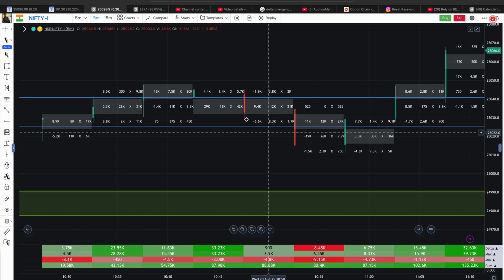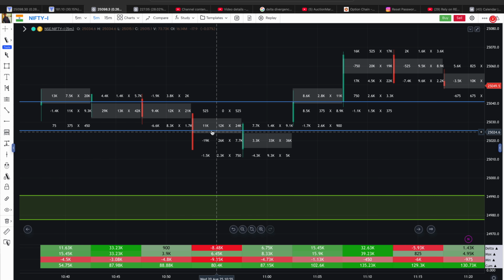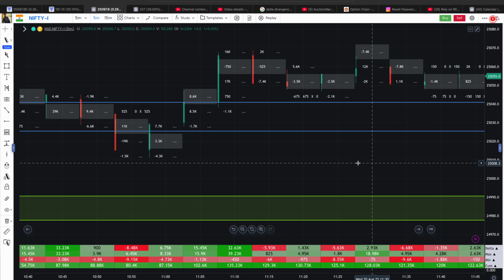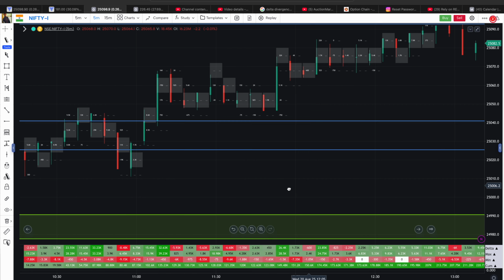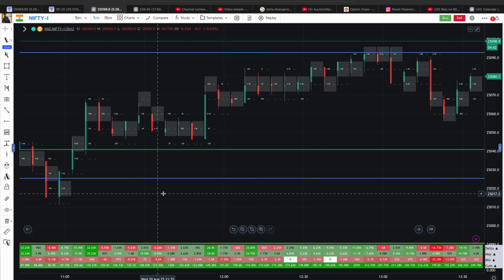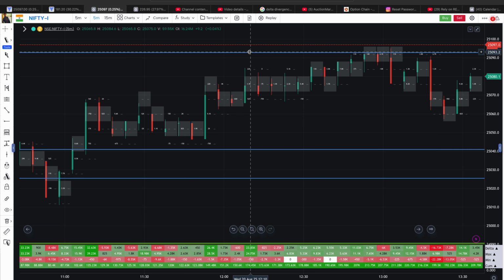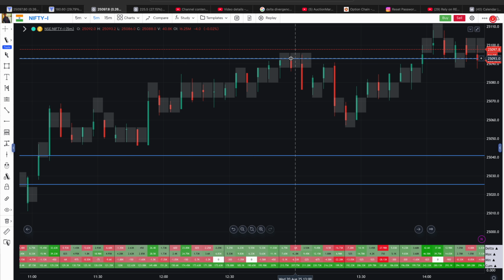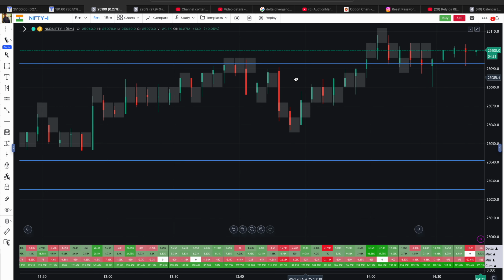Okay, it took a pullback, tried to retest this level once again, and you can see it reached from one volume node to another volume node. Okay, so just here at this particular zone, 25,093, I just booked my profit. Okay, and the profit was somewhere around 19 to 20,000. I'll just show you the video in a couple of minutes.